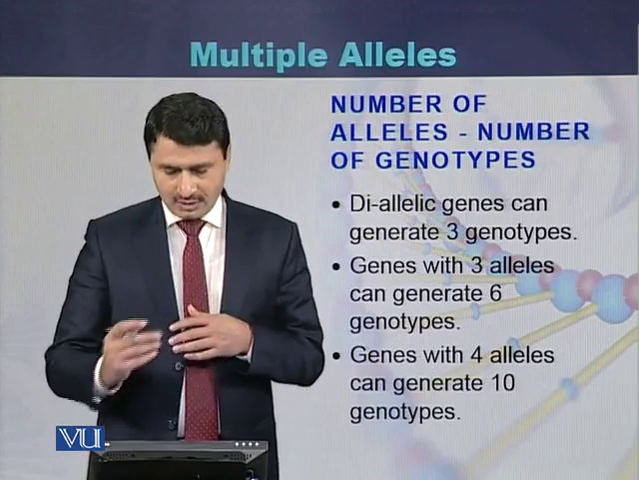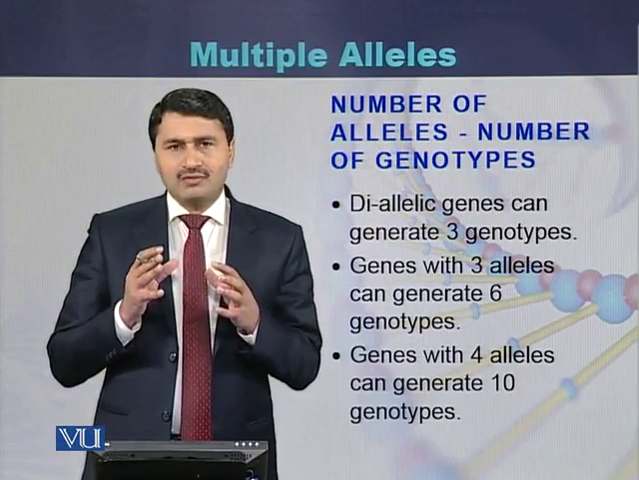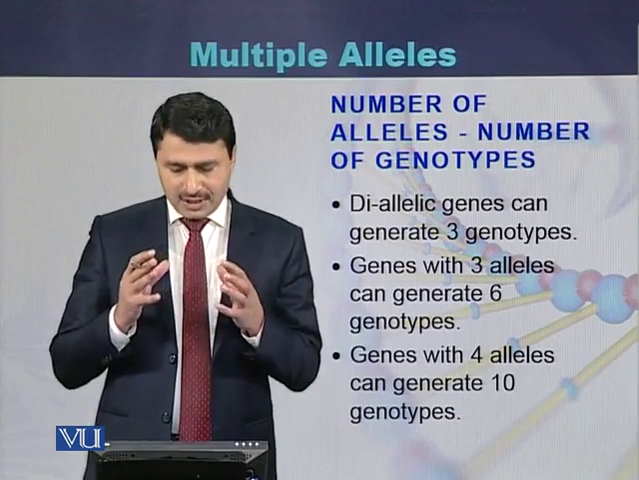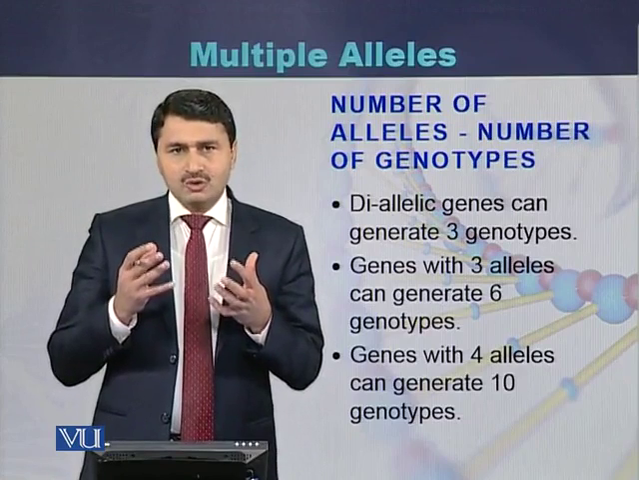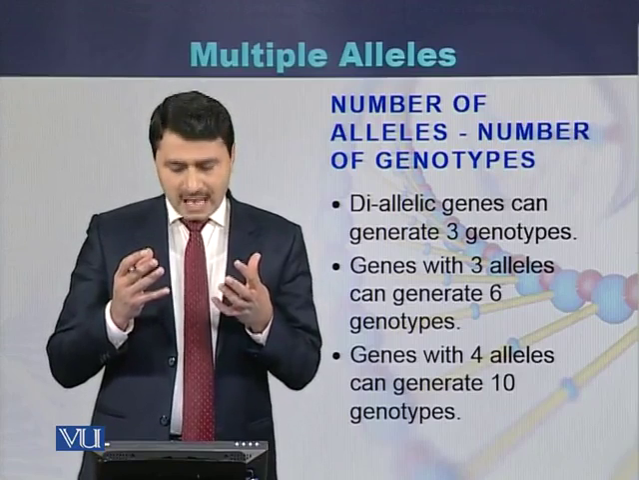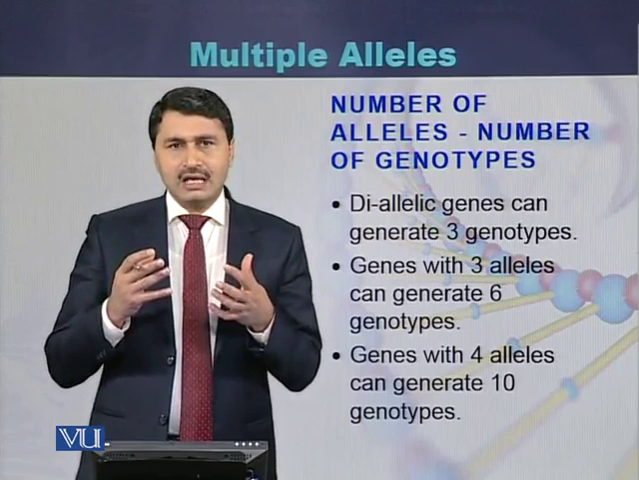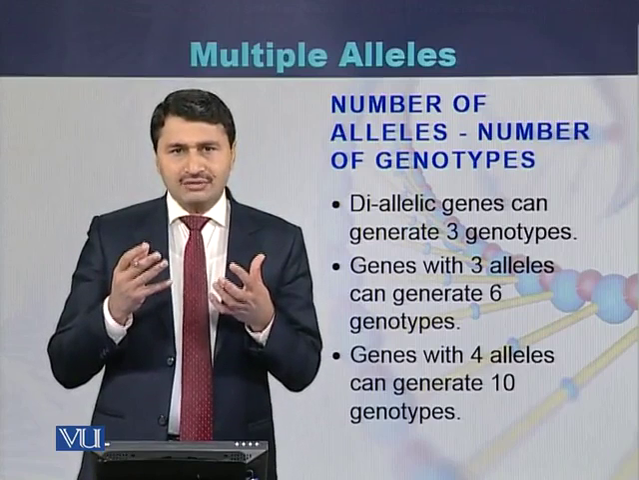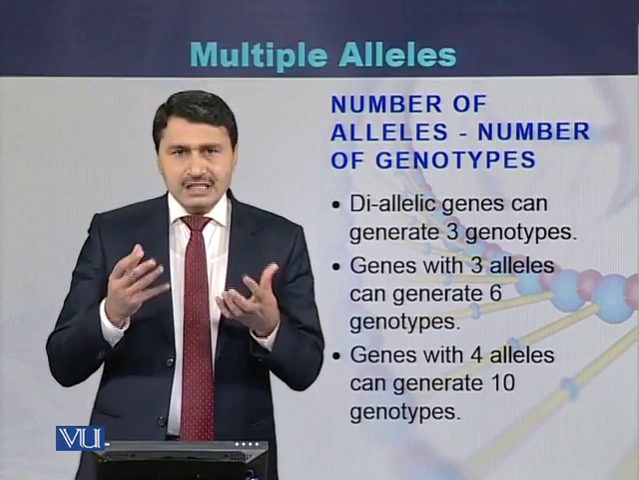Number of alleles and number of genotypes. Based on the number of alleles, the number of genotypes can be calculated. If a gene is diallelic, meaning it contains two alleles, that gene can generate three different genotypes. A gene that has three different alleles can generate six genotypes, while a gene with four different alleles can generate 10 different genotypes.